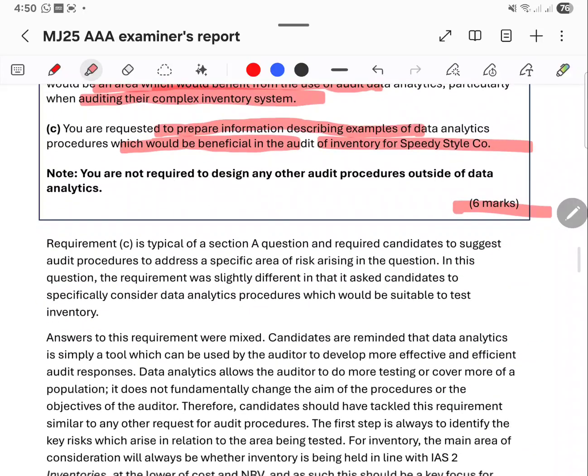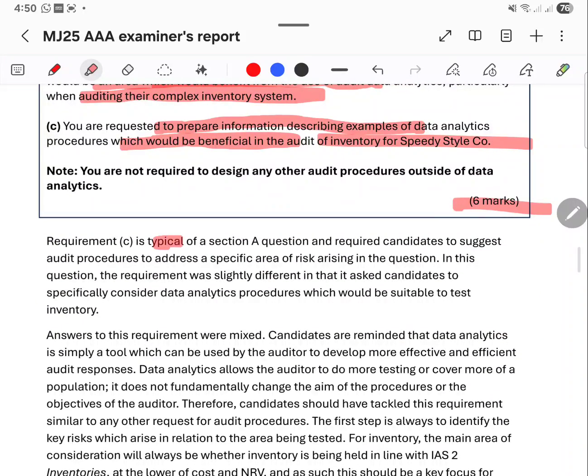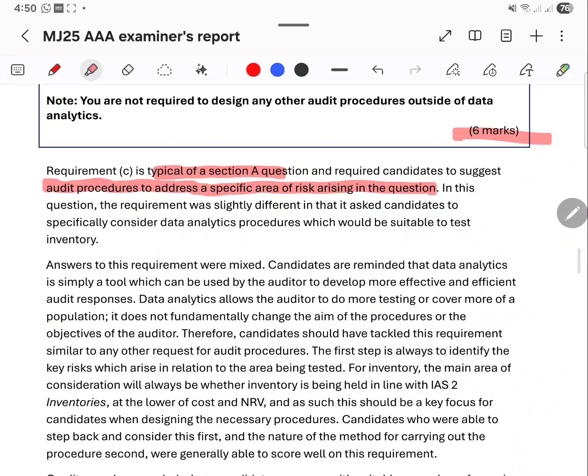6 marks. Requirement C is typically part of a Section A question and requires candidates to suggest audit procedures to address a specific area of risk arising in the question. In this question, the requirement was slightly different, in that it asked candidates to specifically consider data analytics procedures which should be suitable to test inventory.